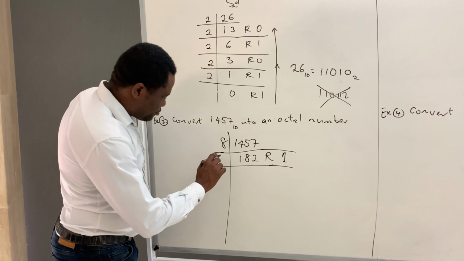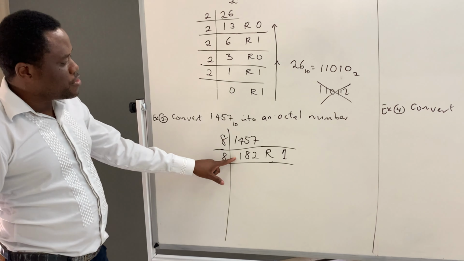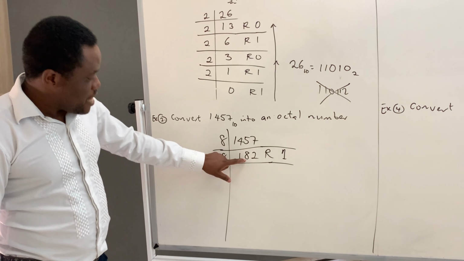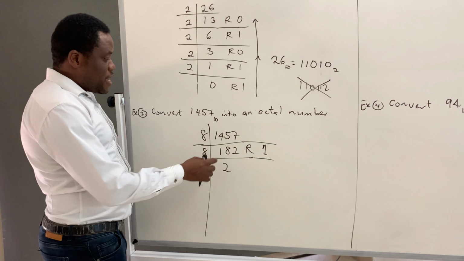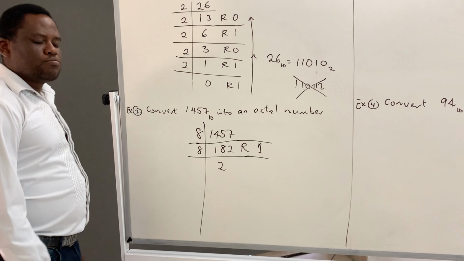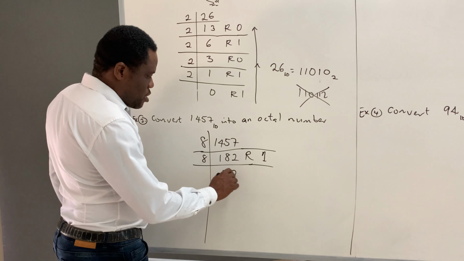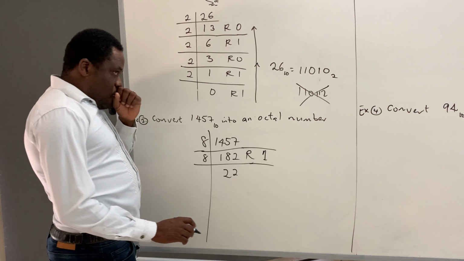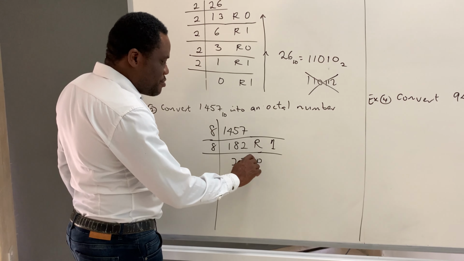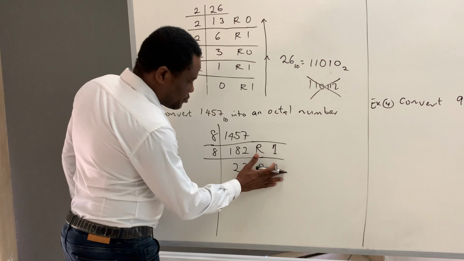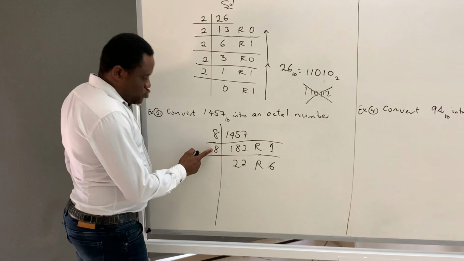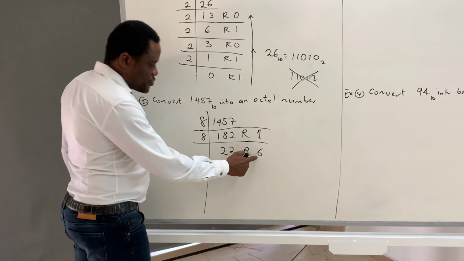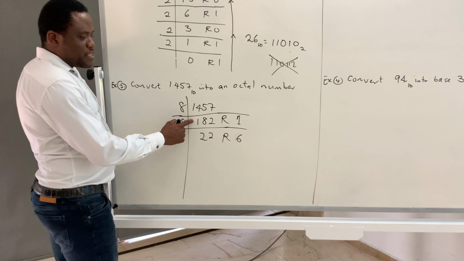Again, 8. 8 goes in 1, not possible. 8 goes in 18 is 2. Remaining 2. So 8 goes in 22, also 2. Right? Remaining 6. So you can check it now. 8 times 22 plus 6. You must get this. If we do not get this, there's a problem.